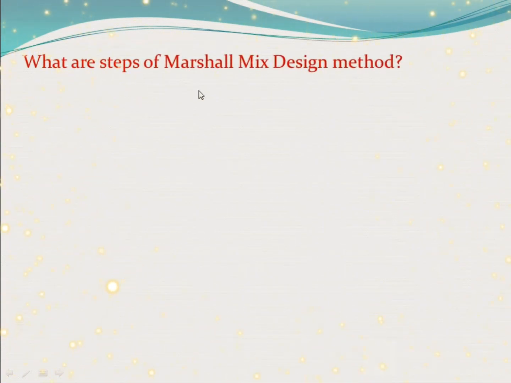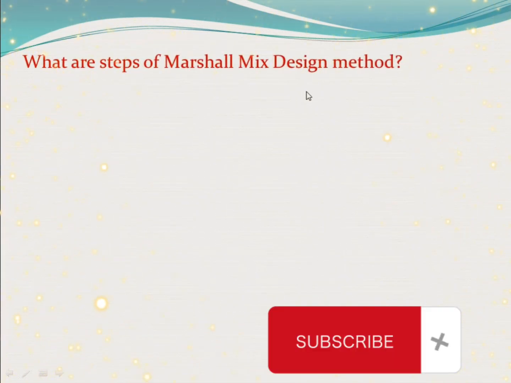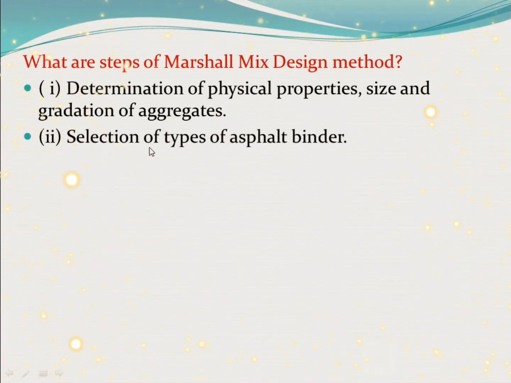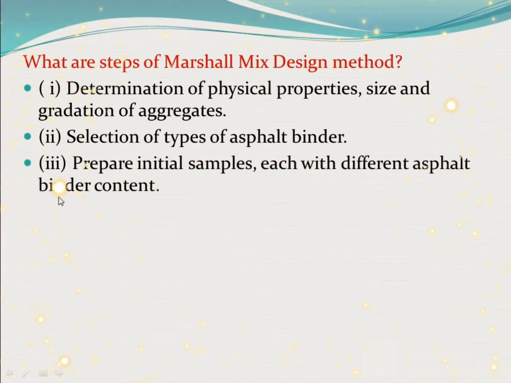What are the steps of Marshall mix design method? Number 1. Determination of physical properties, size and gradation of aggregates. Number 2. Selection of types of asphalt binder. Number 3. Prepare initial sample, each with a different asphalt binder content.